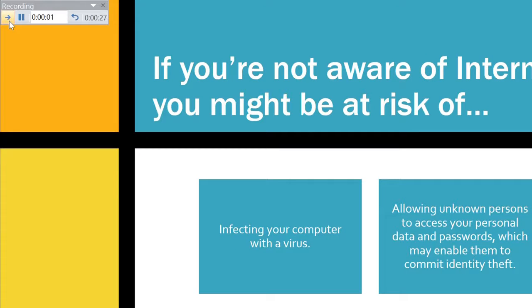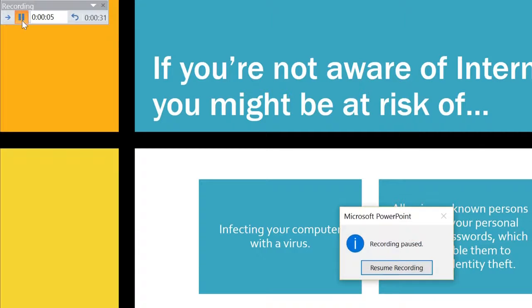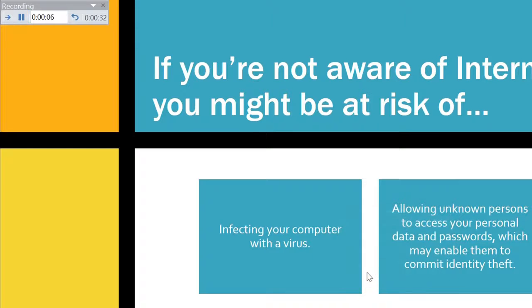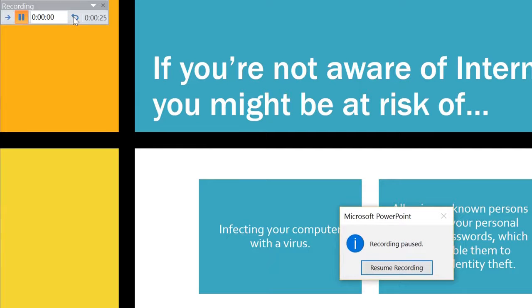If you need more than one try to get a timing right, you can take a break using the Pause button, and then resume the recording when you're ready. To re-record the timing on the current slide, just click the Repeat button, and it'll reset the clock. Once again, click Resume when you're ready to start recording again.